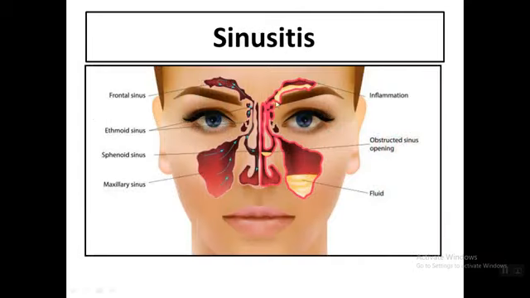If there is inflammation of the sinuses, we call it sinusitis. There will be a collection of fluid and blockage of the drainage, meaning blockage of the meatus.